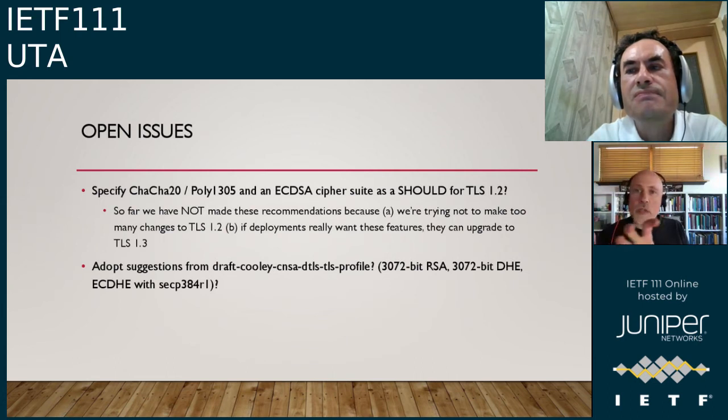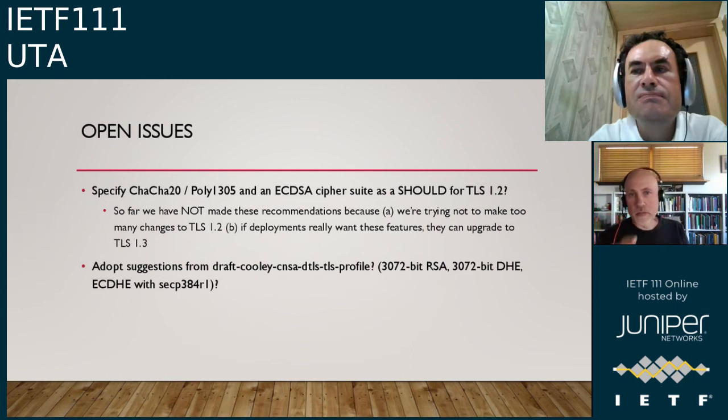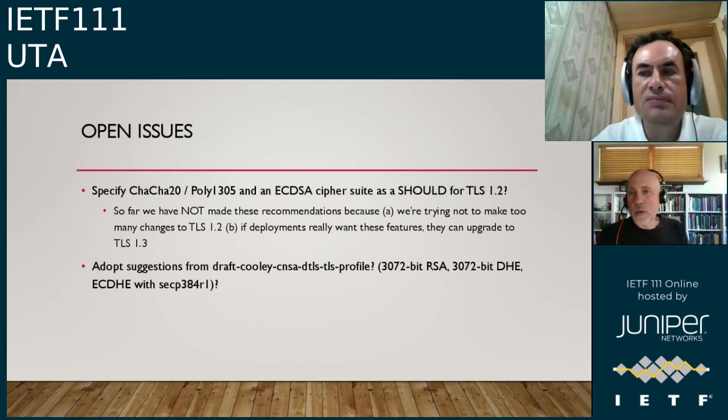So I think the specific focus for Yaron and Tomas and I is simply that if you want some of these features, for instance ChaCha20 and Poly1305, use TLS 1.3. Don't try to update your 1.2 implementation or 1.2 deployment to get those necessarily. 1.3 is the place to get those.